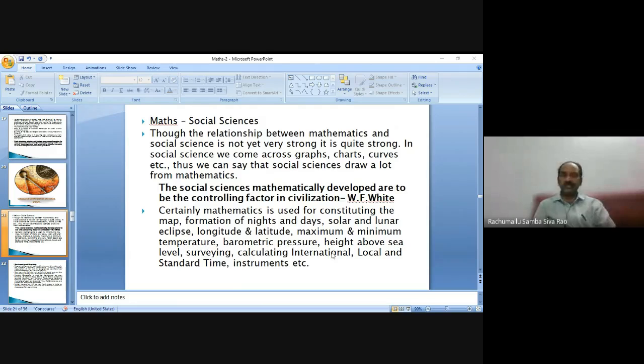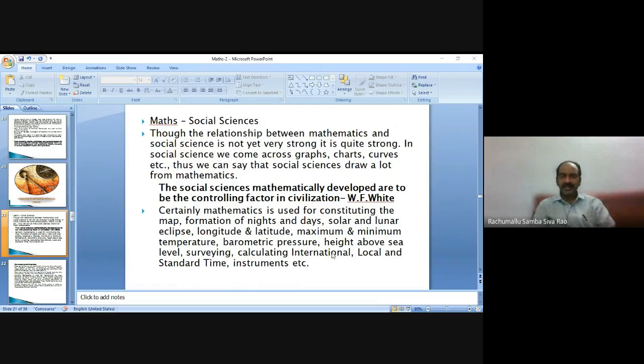Let us see the statement of W.F. White, which reflects the correlation between maths and social sciences. The social sciences mathematically developed are to be the controlling factor in civilization. In our civilization, the controlling factors are mathematically developed. That is the statement given by W.F. White regarding the correlation between maths and social science.